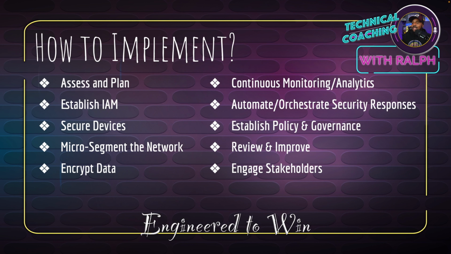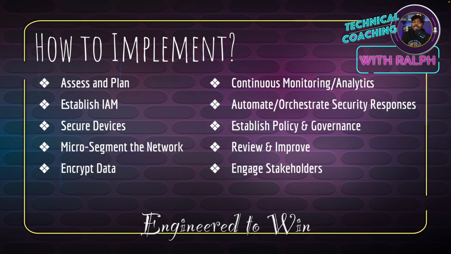Establish identity and access management, secure the devices, microsegment the network, encrypt the data, continuous monitoring and analytics, automate and orchestrate the security responses, establish policy and governance, review and improve, and engage stakeholders, right? And it's not like you have to do all this at once before you get started, because after you assess the plan and you have a game plan, now you can start with establishing the IAM, the identity and access management. And then once you get that done, you start using that, and then you get to the secure device, right? So let's talk about it.